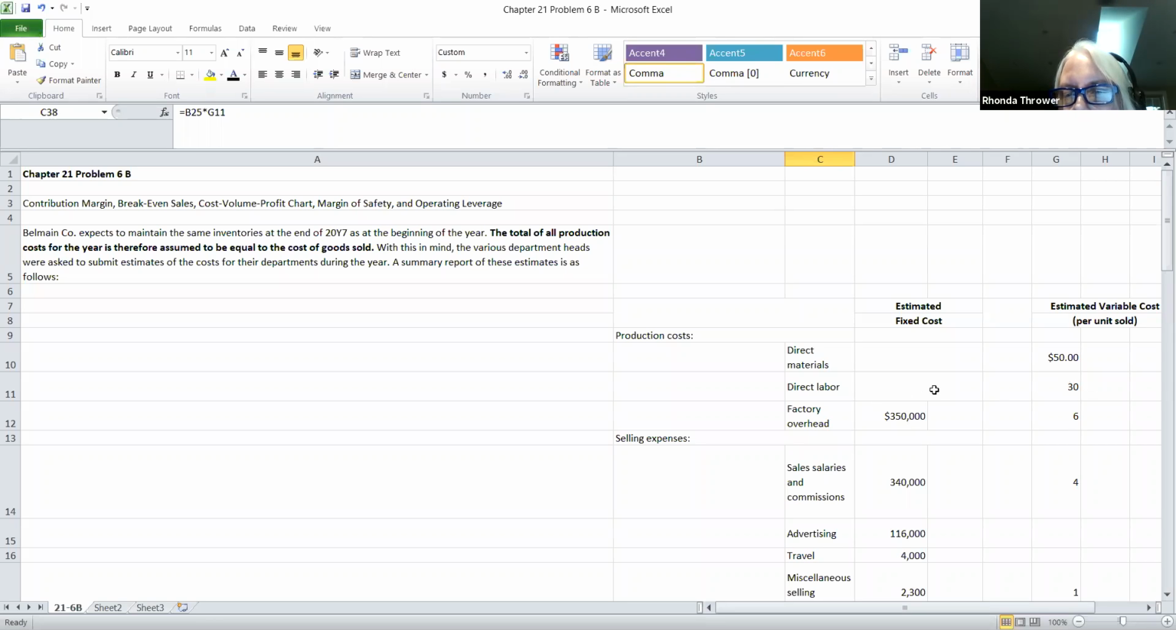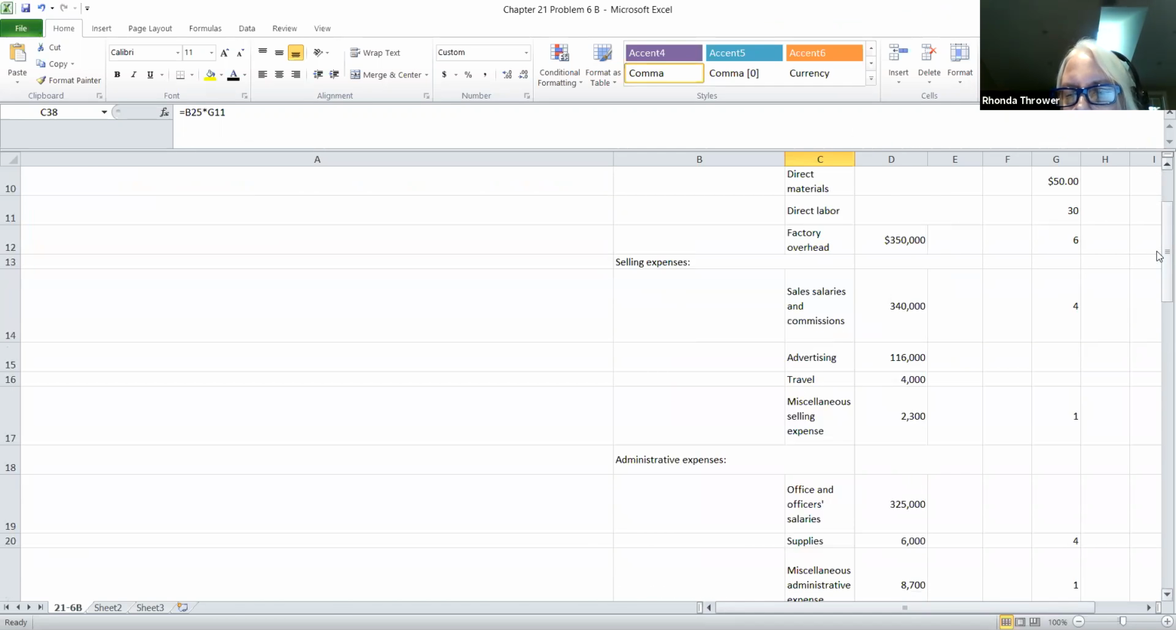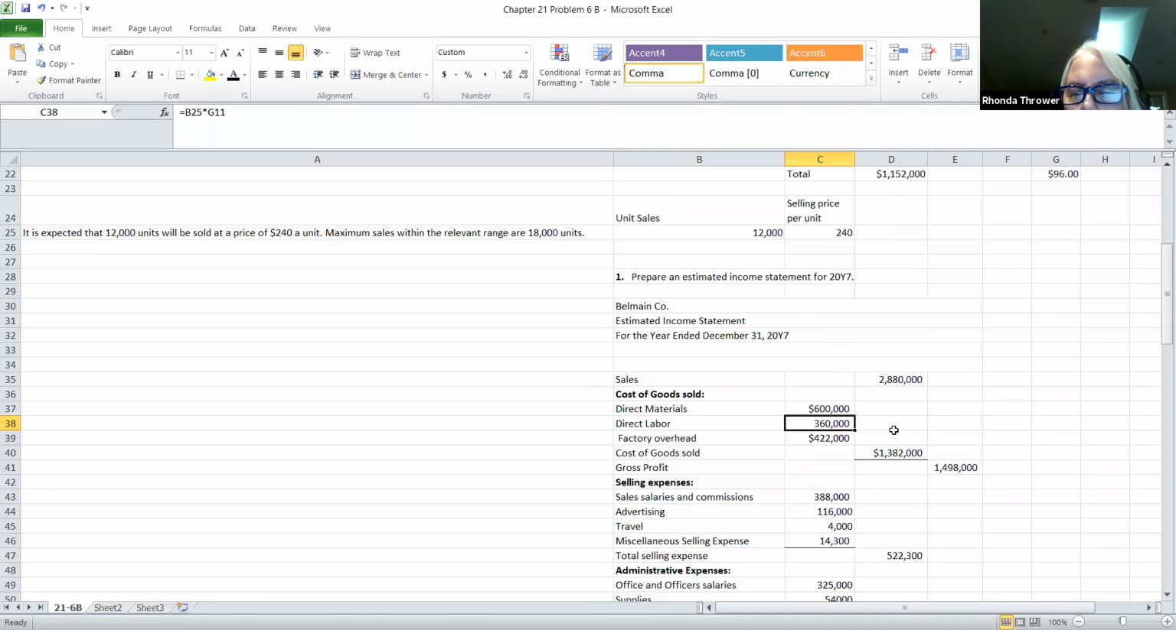Notice there was no estimated cost that they gave you, but the variable cost per unit was $30. So we need to multiply $30 times the number of units sold, and that will give us our variable cost for our direct labor, and the amount is $360.